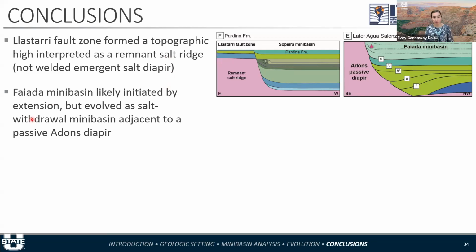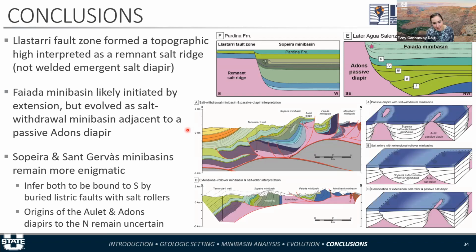But the presence of both telling us in the Fiata mini basin that likely it evolved as a salt withdrawal mini basin, although it may have initiated by extension, just like we expect our others to. What is perhaps significantly less satisfactory is the relationships of the Sopera and San Gervas mini basins. They remain a bit more enigmatic, and present exposures really limit what can be said and render these interpretations a bit more inconclusive. The existing interpretations both still being essentially geologically feasible.